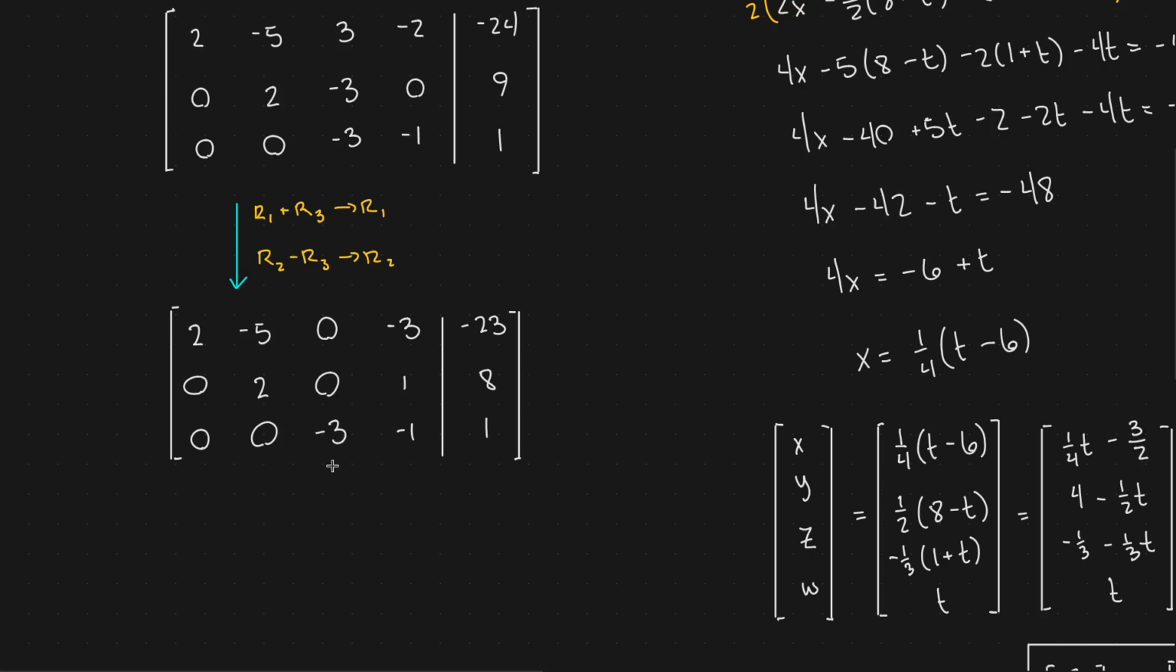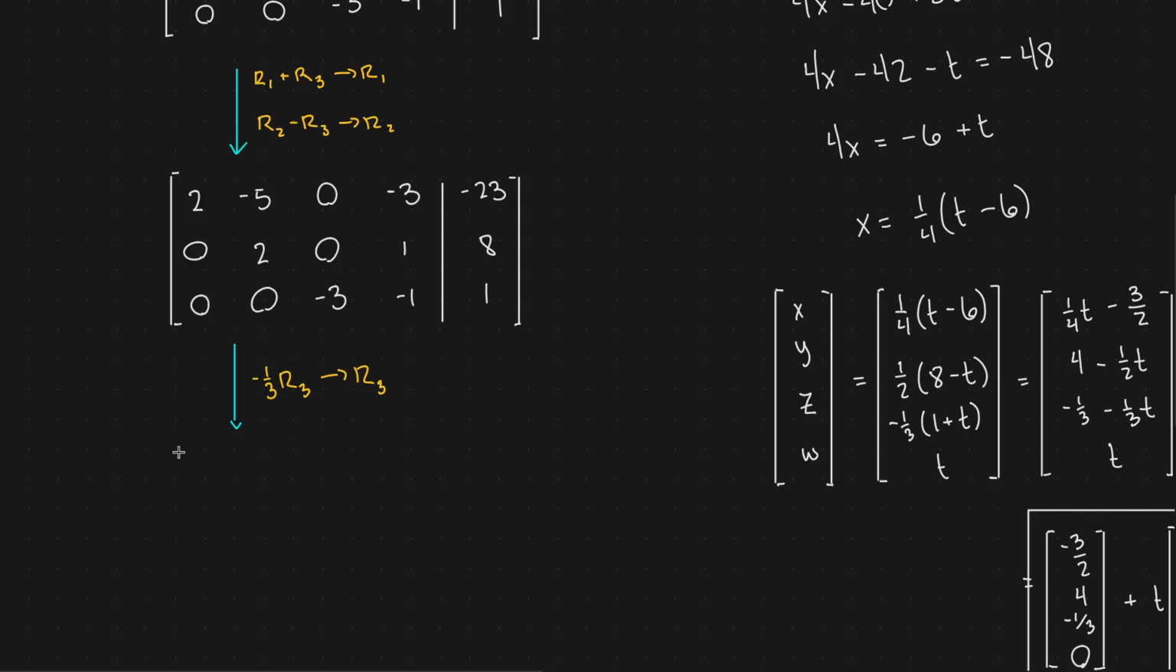All right, we're making progress. This leading term now has zeros above it. Let's make it a leading term of 1. So I'm going to have to multiply the row by negative 1/3. So I get 2, negative 5, 0, negative 3, negative 23. Row 1 stayed the same, as does row 2: 0, 2, 0, 1, 8. Row 3, I multiply everything by negative 1/3. That gives me 0, 0, 1, 1/3, 1/3.